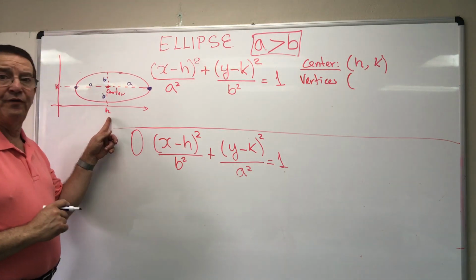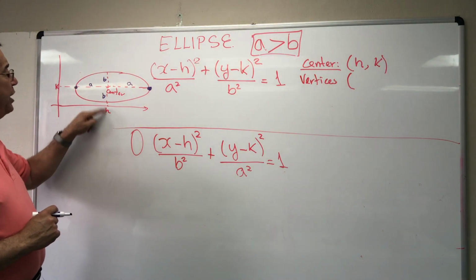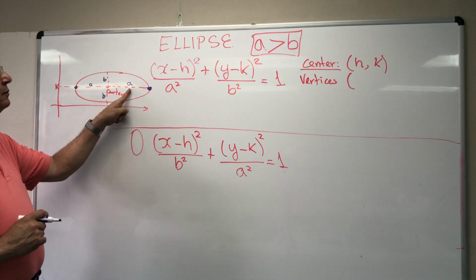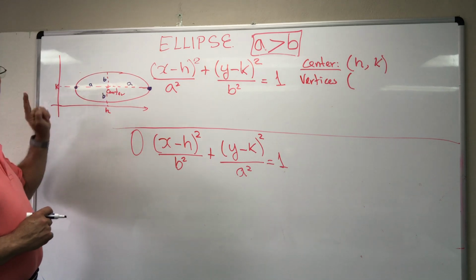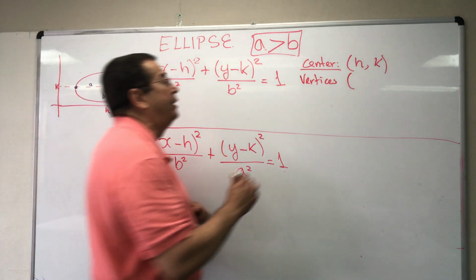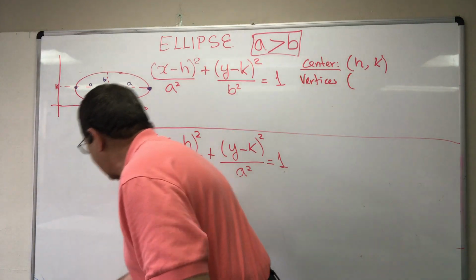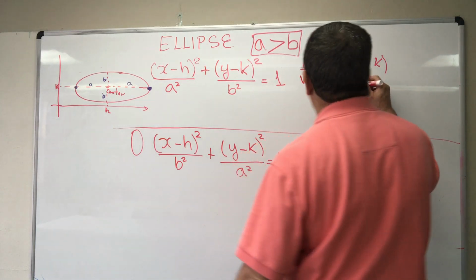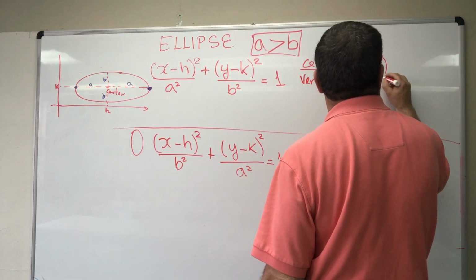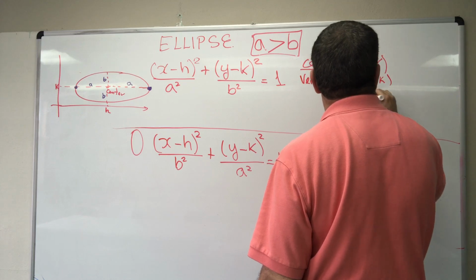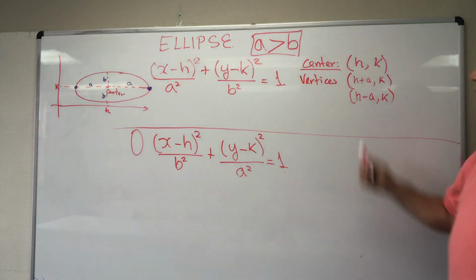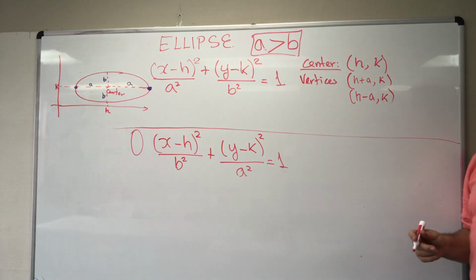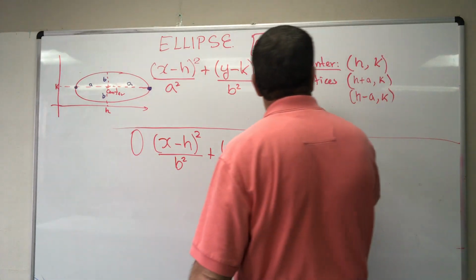Okay, now that's very important. If the center is (h, k), you need to move a units to the right and to the left. So the vertices are (h + a, k) and (h - a, k), and you keep the value of k. k doesn't change. These are the vertices.